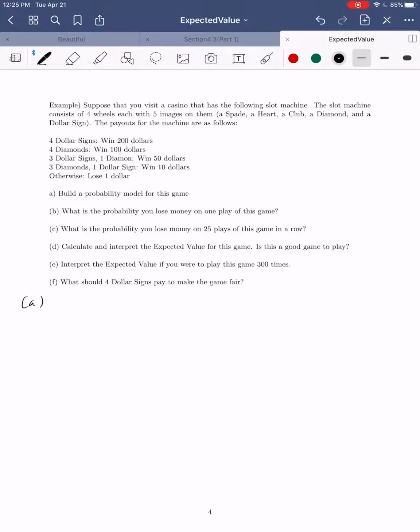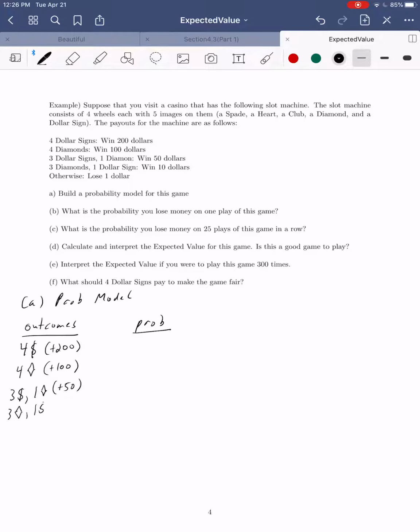Okay, so let's go ahead and do this. The first thing we need to do is talk about the probability model. So let's talk about the outcomes and their probability. This is where we have to start anytime we're doing expected value. The outcomes are: if you get 4 dollar signs, that's a plus 200. If you get 4 diamonds, that's a plus 100. 3 dollar signs and 1 diamond, that's a plus 50. 3 diamonds and 1 dollar sign, that's a plus 10. Everything else is a minus 1.